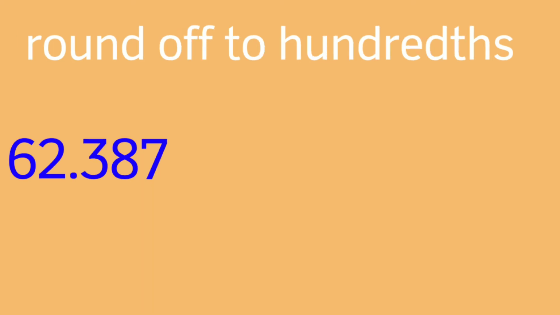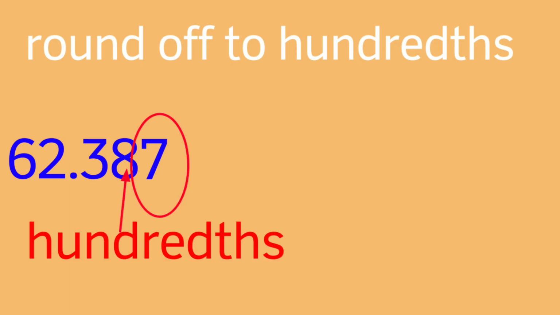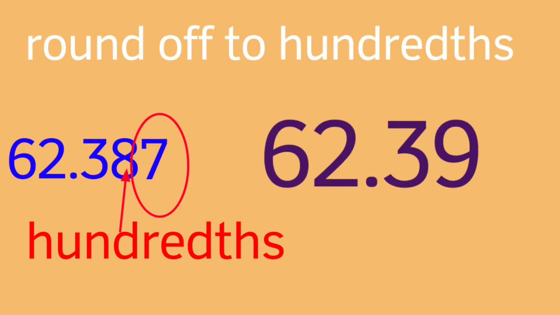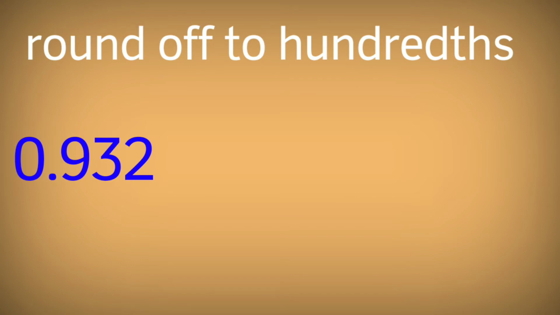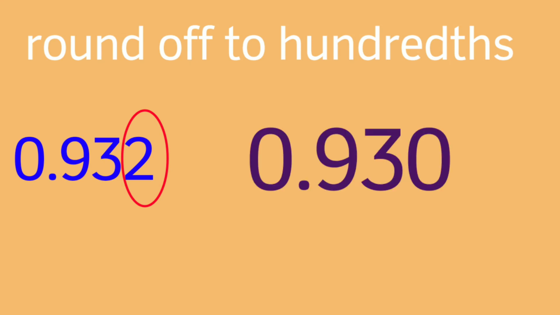Round off 62.387 and 0.932 to the nearest hundredths. In 62.387, 3 is the tenths, and 8 is the hundredths. The number to its right is greater than 4, so the answer is 62.39. In 0.932, 3 is the hundredths and the number to its right is lower than 5, so rounding it to hundredths is 0.930.